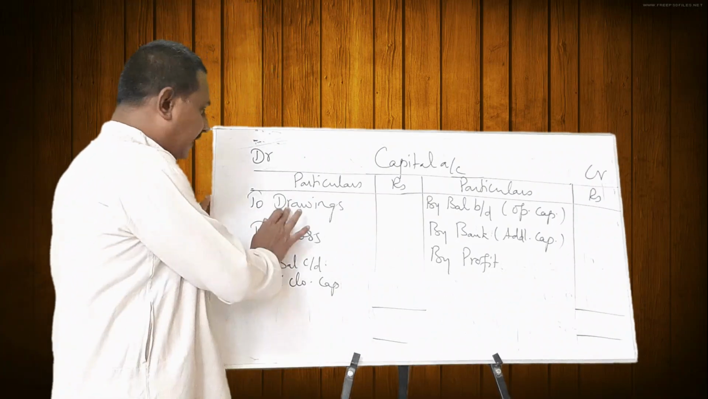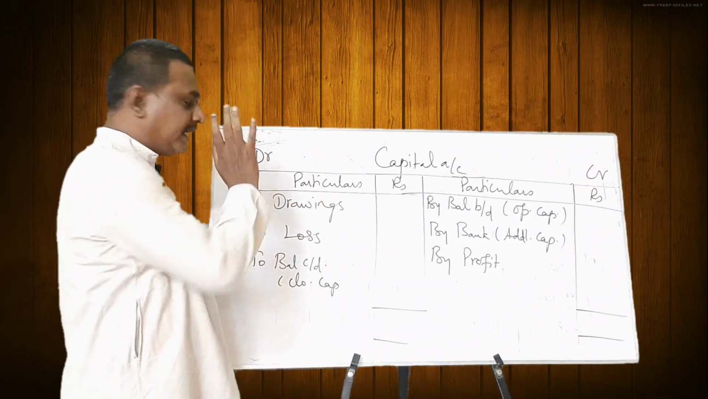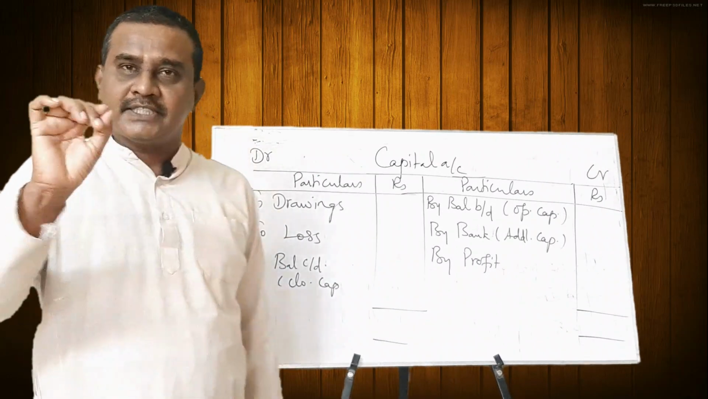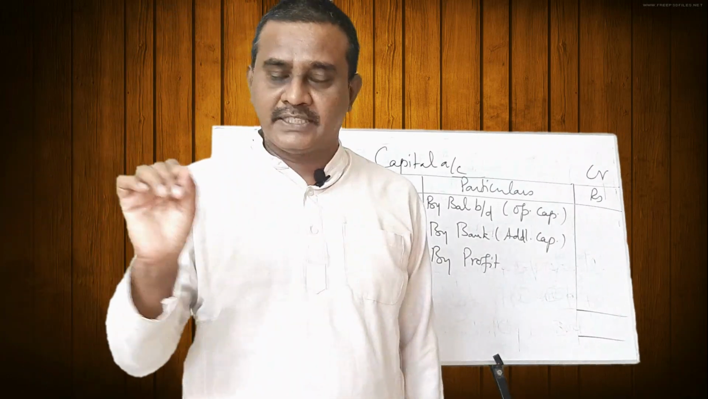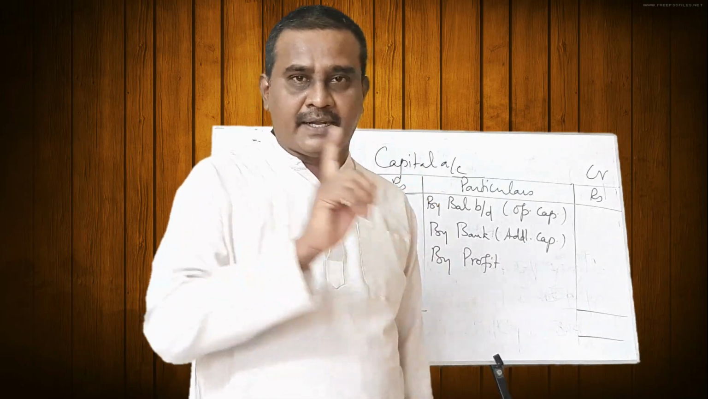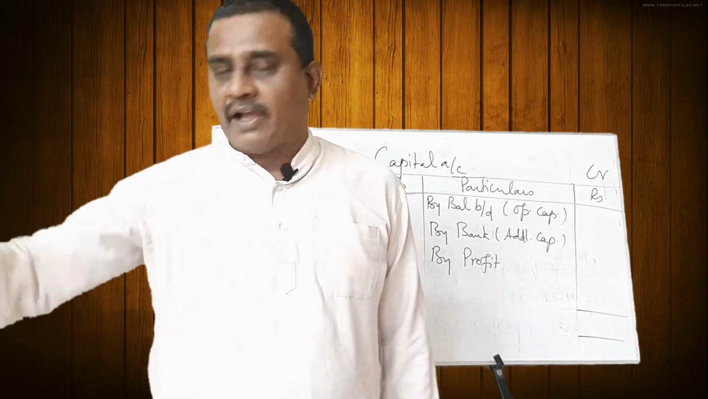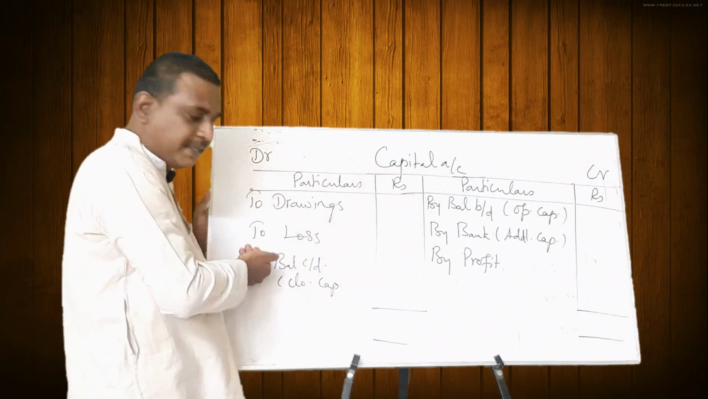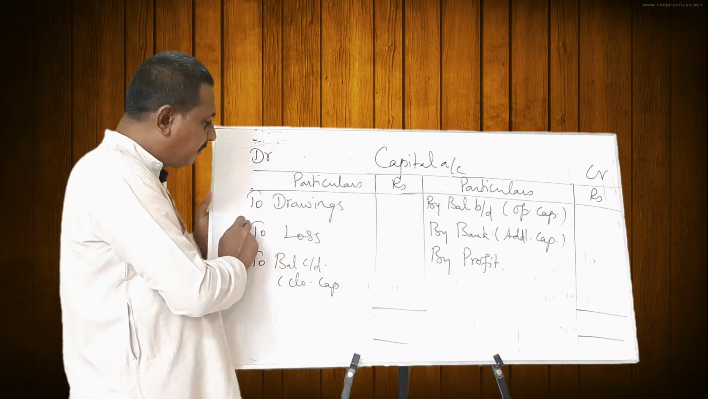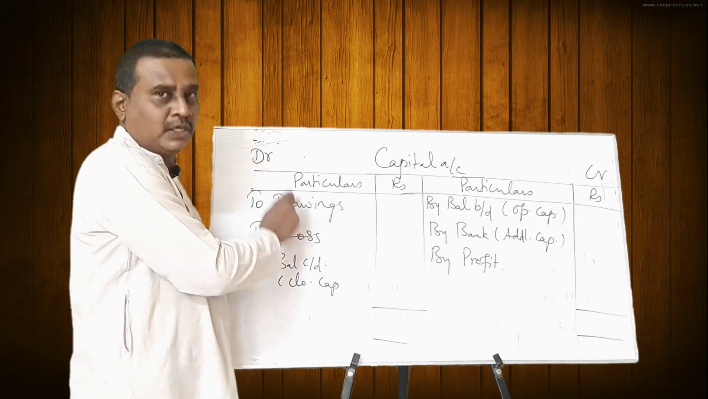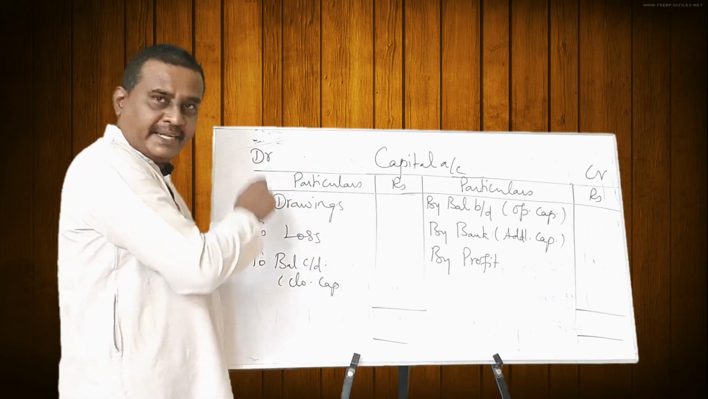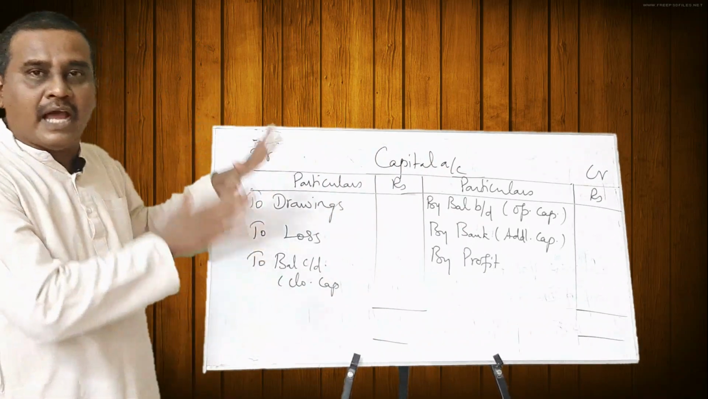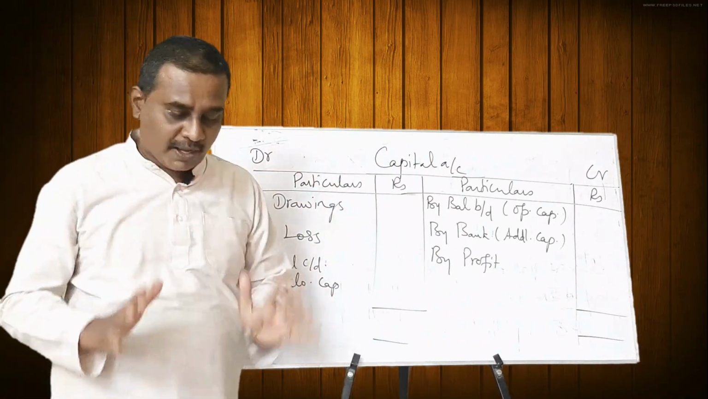And drawings. Drawings is put in the debit side. Why do we put drawings in the debit side? If drawings is made, what is the entry for drawings? Capital account debtor to drawings account. So I have taken the capital account and I have come to the debit side, and in the particulars column it has been written as drawings. So drawings is debited in the capital account. In this way, this capital account is made as a format.